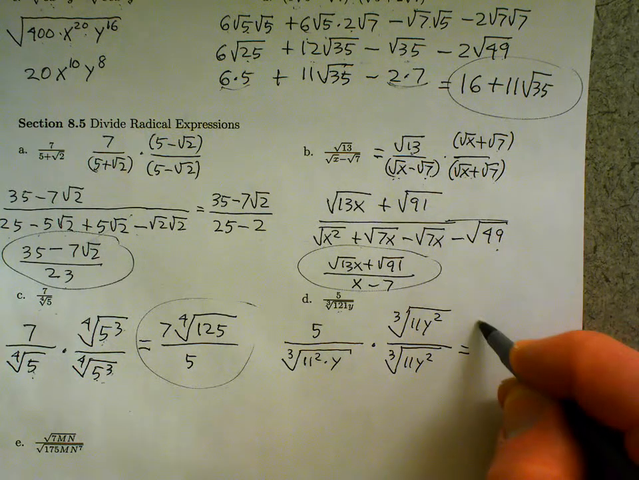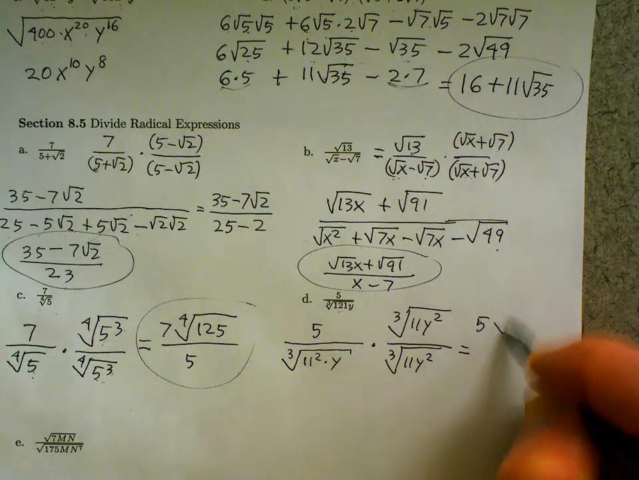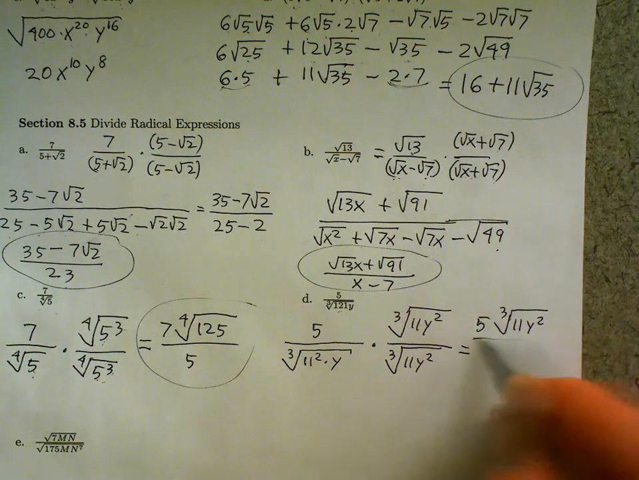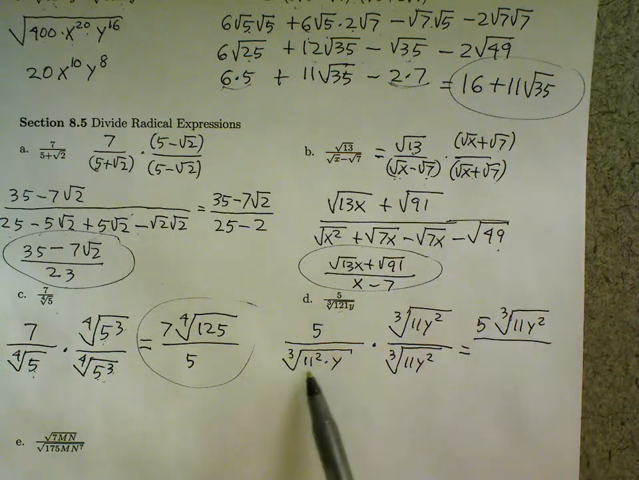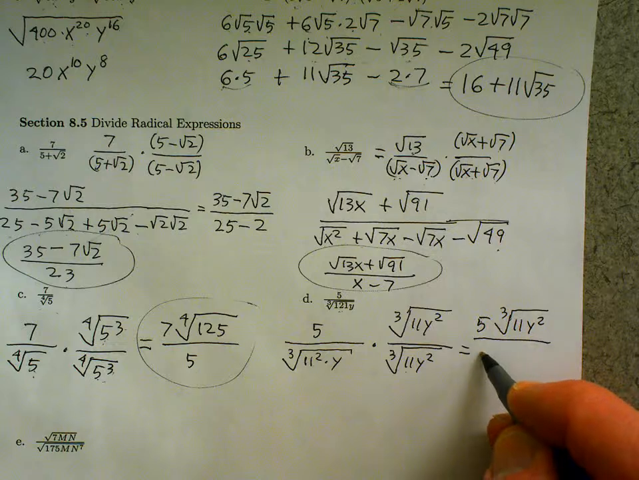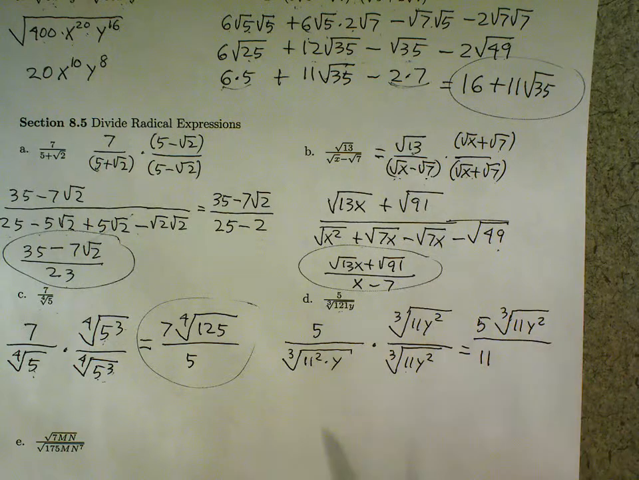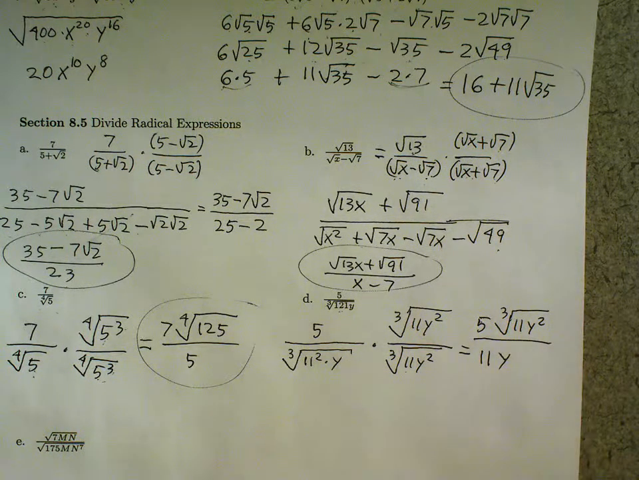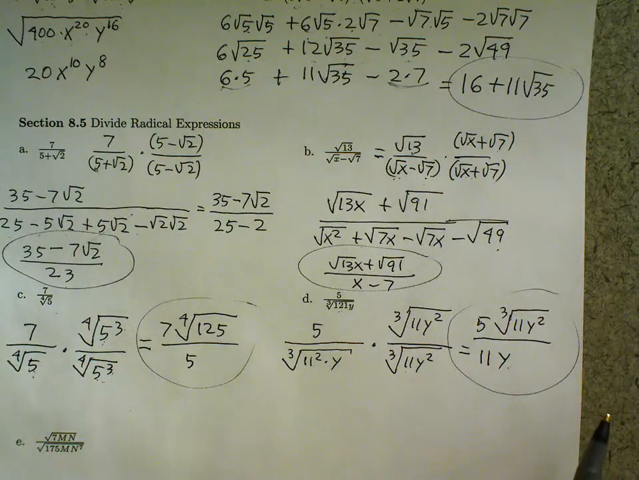The numerator is just 5 times the cube root of 11y to the second. And in the denominator, the cube root of 11 to the second times the cube root of 11 is the cube root of 11 to the third, but the cube root of 11 to the third is just 11. And then the cube root of y times the cube root of y to the second is y, because the cube root of y to the third is just y. So this is our final answer on that one.